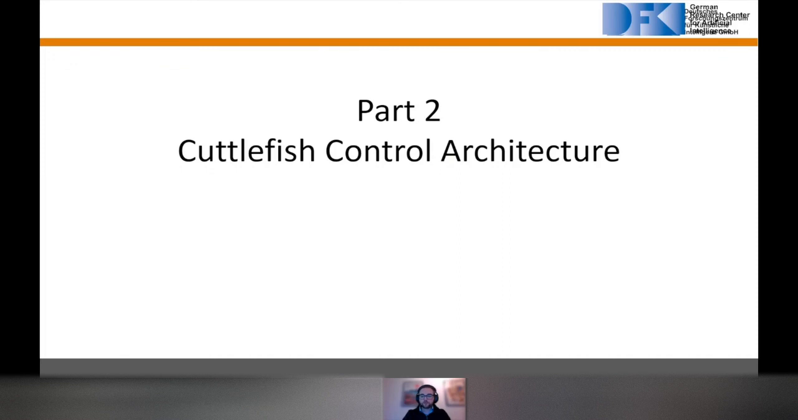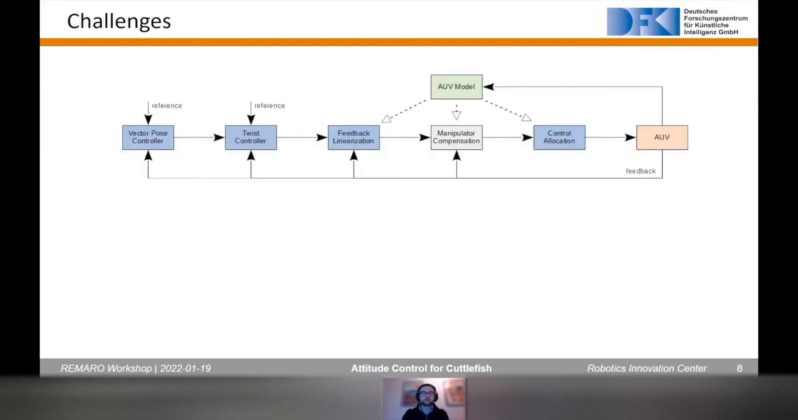With a new vehicle, and especially the new problems that we were facing in the orientation control, we developed a new and dedicated control chain based on our previous experiences. And this is what I would like to go over now.